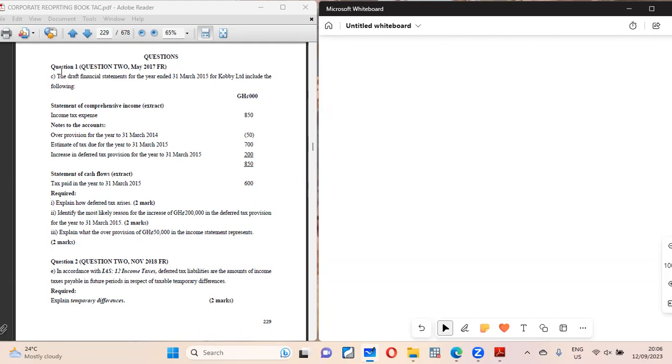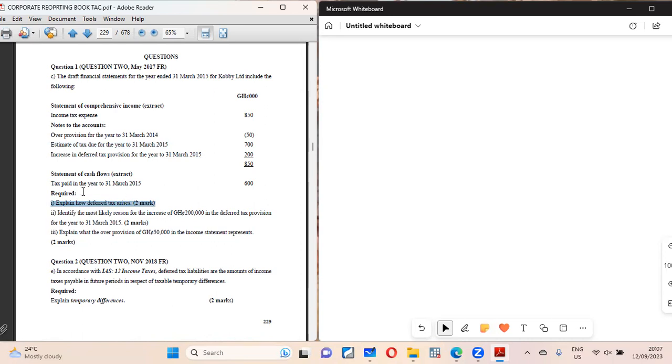We have been asked here to look at the draft financial statement, and there is income tax expense of 850. Over provision is giving us over, so you see it in brackets. Then we have estimated tax due for the current year we are in. Then we have increase in deferred tax, so that's the movement. So that the tax paid is this. That's the extract from our cash flow. And we are asked to explain how deferred tax arises.